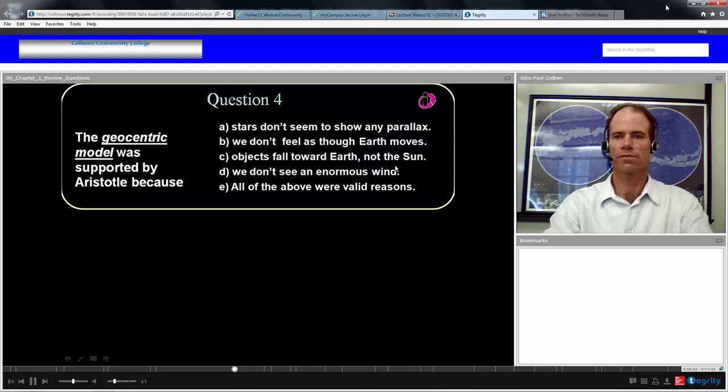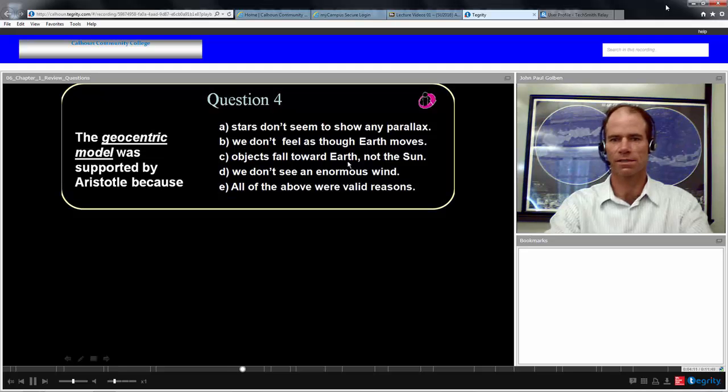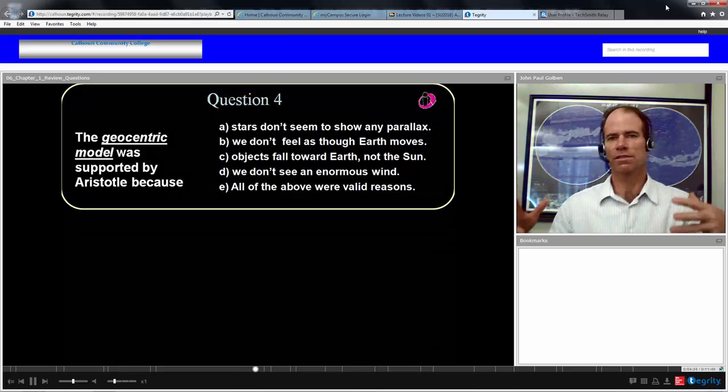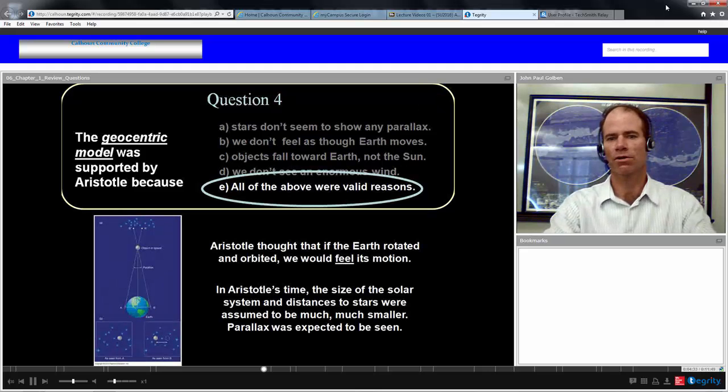Also, objects fall towards the Earth, not the sun. Why does this happen? Well, Earth is in closer proximity than the sun, so gravity has more of an effect on objects near the Earth. D, we don't see enormous wind. That's because, again, everything's moving together, so we don't see enormous wind. So all these reasons would be valid reasons. If you didn't think about the problem long enough or had more information, these would be valid reasons to support the geocentric model, and they were all used by Aristotle.